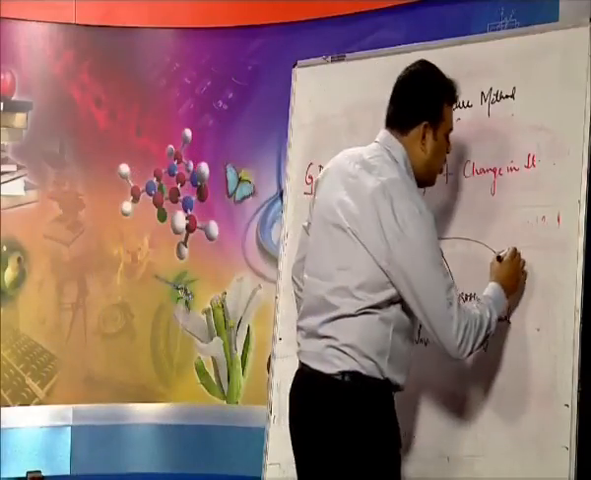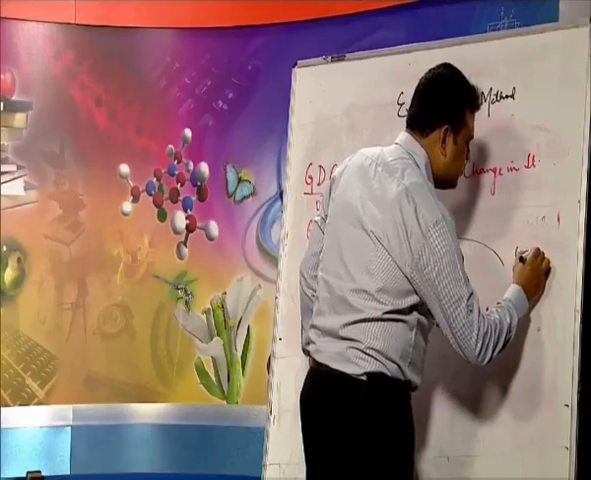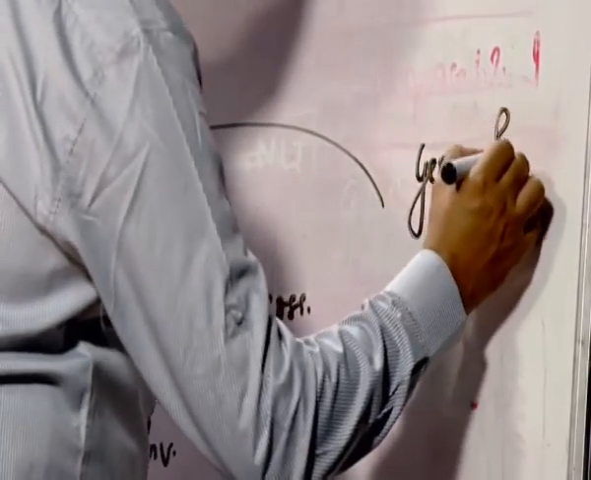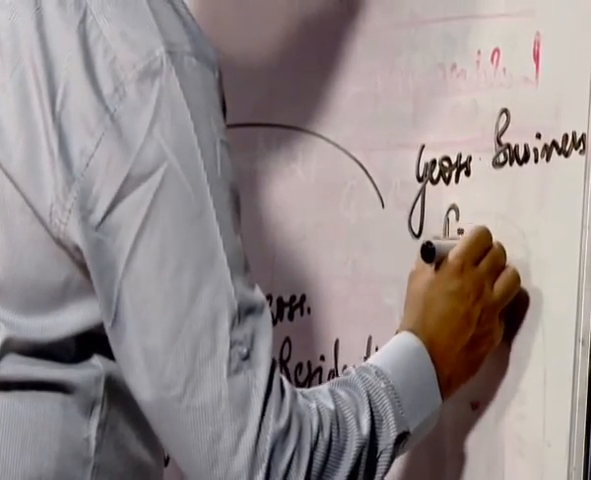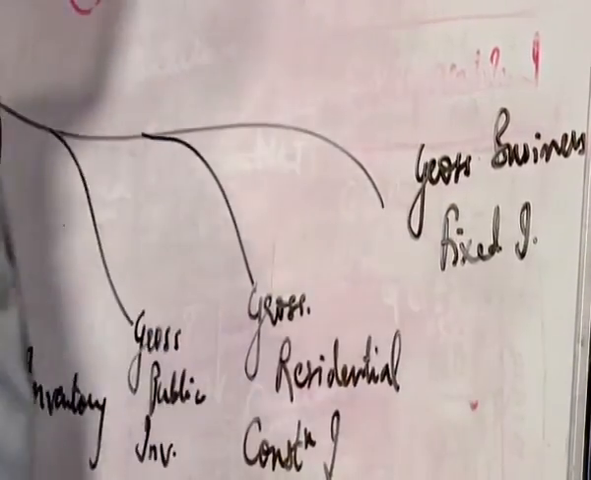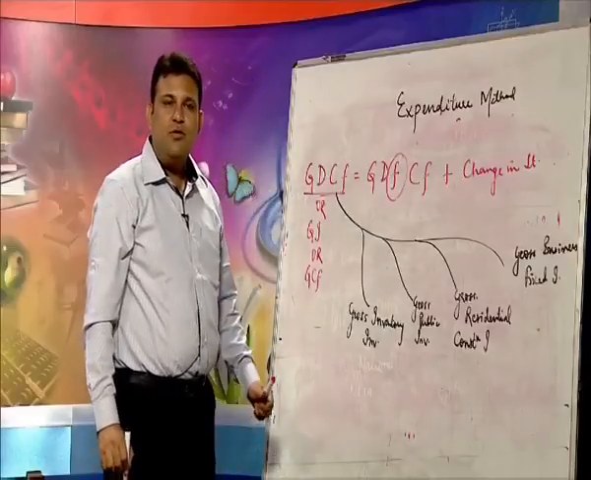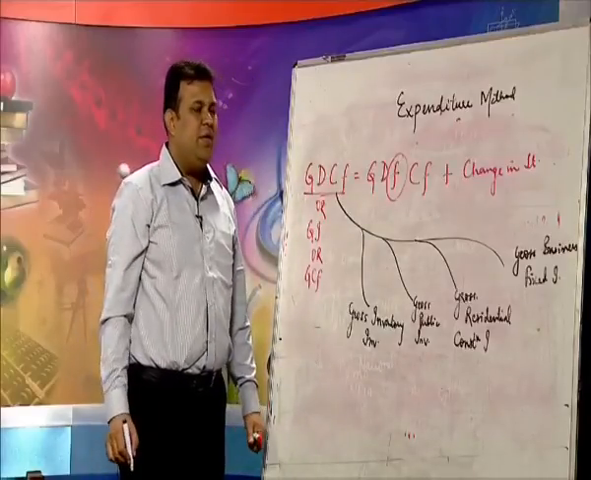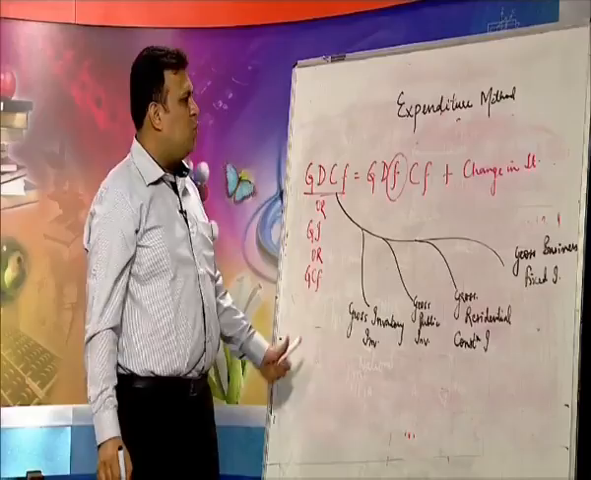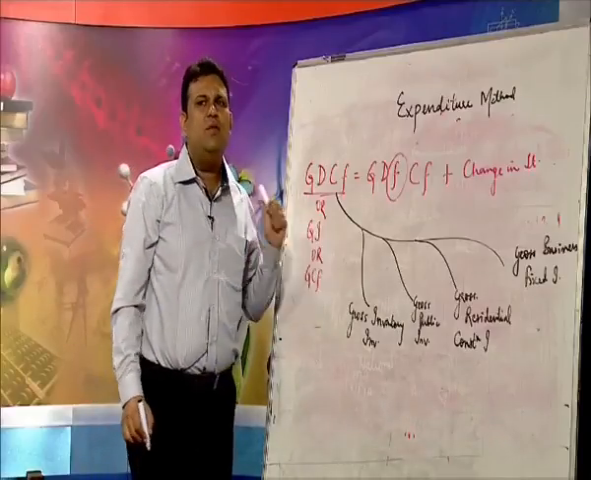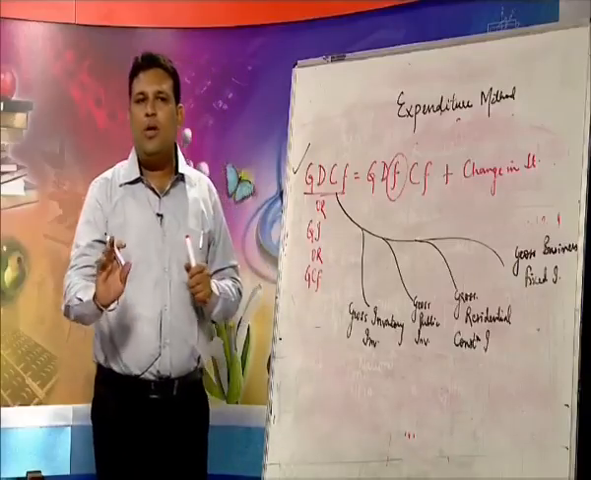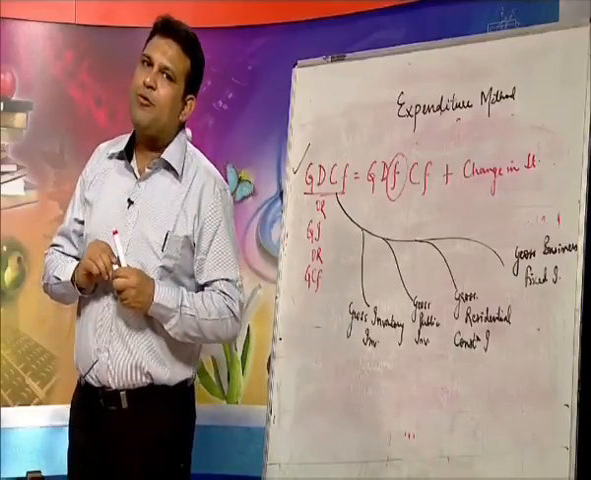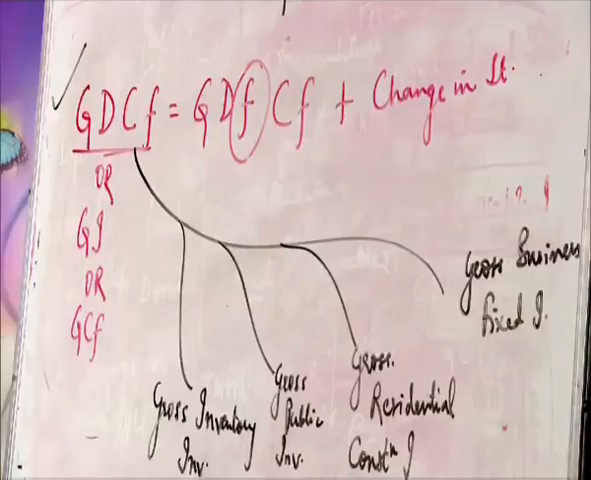And the last is gross business investment, business fixed investment, like purchase of machinery, plant, building, fixtures. So this is the only important thing in this method. If you are very clear with this component, you are able to do any type of numerical based on expenditure method.